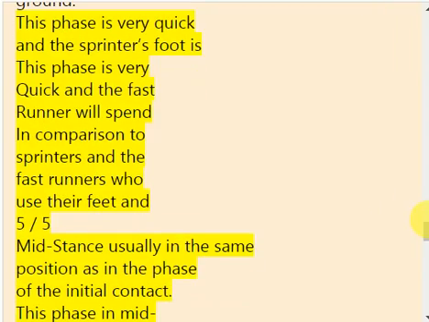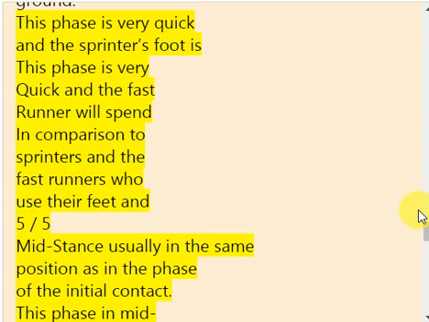Mid-stance. This phase is very quick for the sprinter and the fast runner, who spend less time here in comparison to joggers, and their feet are usually in the same position as in the phase of the initial contact. In this phase the sprinter pushes through with the foot and ankle to move into the next phase. Joggers tend to move their center of gravity forward to do the same.